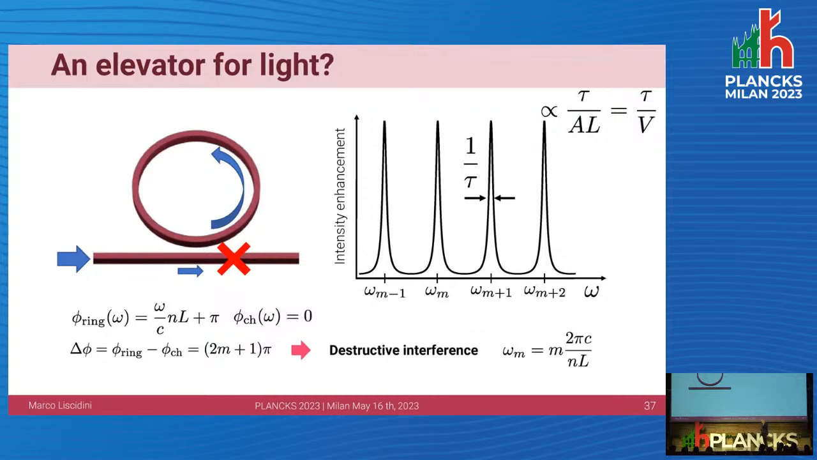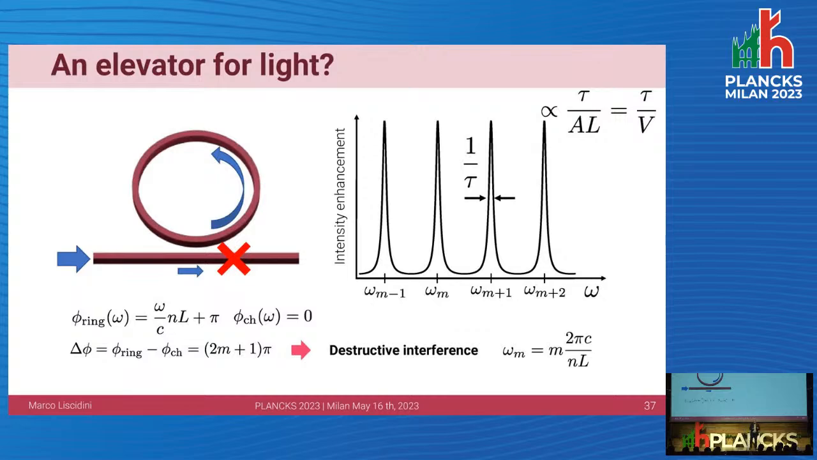There is light coming into the resonator. We arrive at the coupling point, and the light will split. Part will go straight, and part will go around. The two beams will meet right after the coupling point. The one that went in the ring undergoes a phase shift of omega divided by c, times n, which is the wave vector, times L. So it goes around and acquires a certain phase, plus pi. That pi comes from the fact that the photons cross the coupling point twice. Every time you cross the coupling point, you get a pi half phase, and then you go back another half pi phase, and so you get pi phase. The one in the channel doesn't get any. It's just right after the coupling point, so there's no dephasing there.